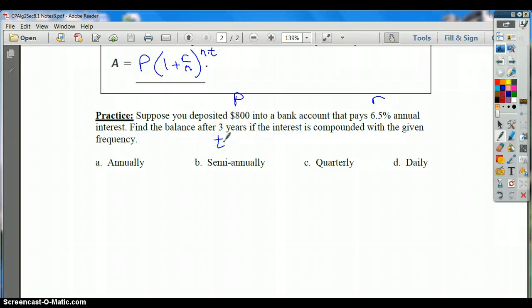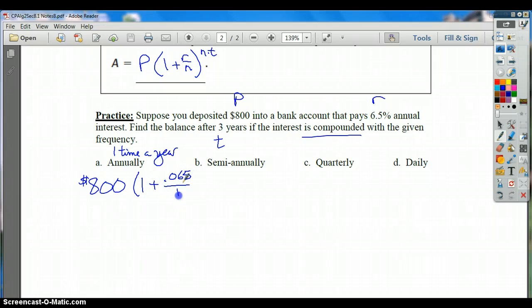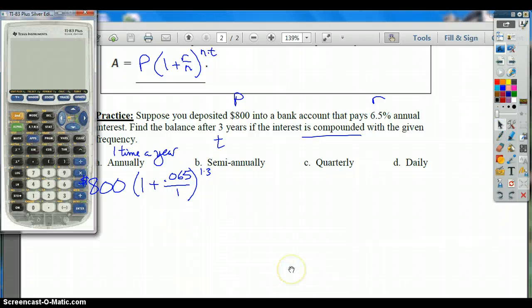But the interest is compounded with different frequencies. So the frequency is changing when we're talking about compounding. Annually is 1 time a year. So when we do this, the principal is, again, $800 times 1 plus the rate, which is 0.065, compounded 1 time a year, and then that will be 1 times 3.